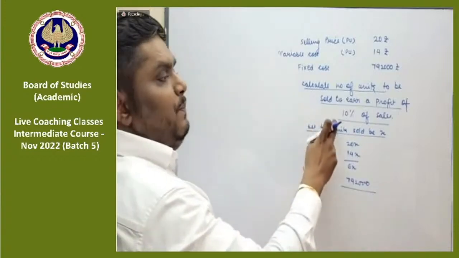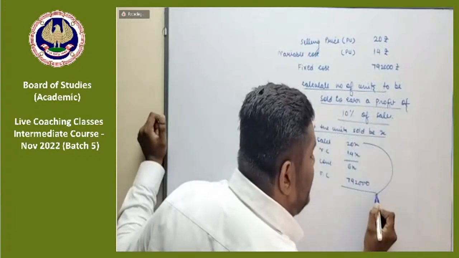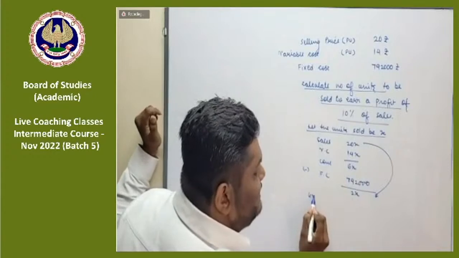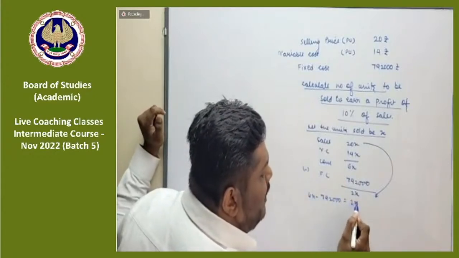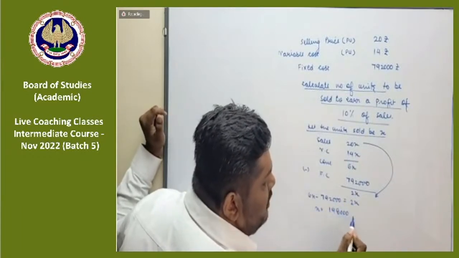Now it is said that the profit should be 10% of sales. That is 10% of 20X. That is 2X. So 6X minus 7,92,000 should be equal to 2X. So X is equal to 1,98,000 units.